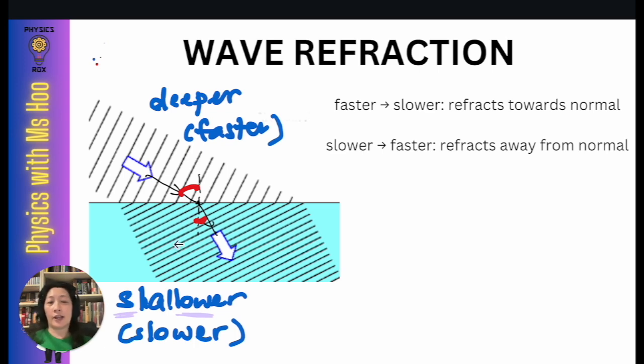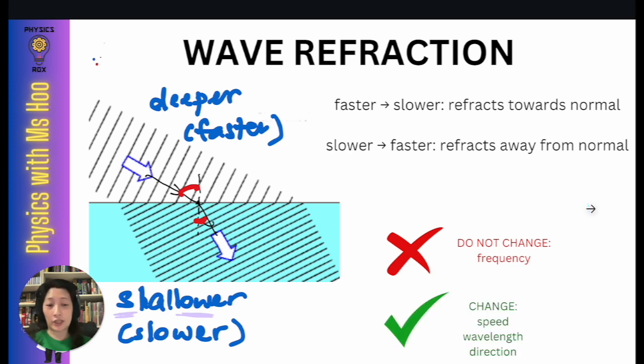Just like for reflection, you also need to know what changes and what does not change. So remember that for all waves, frequency does not change. Now in terms of refraction, because refraction is about a change in speed, therefore speed definitely changes. And because the speed changes, the wavelength also changes, as you can see. So here the wavelength's larger and here the wavelength's smaller.